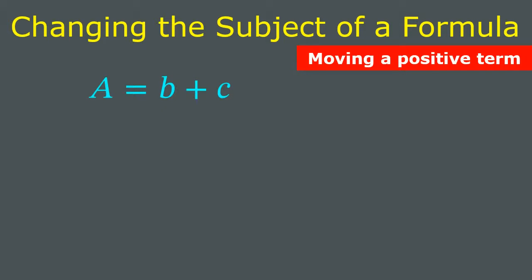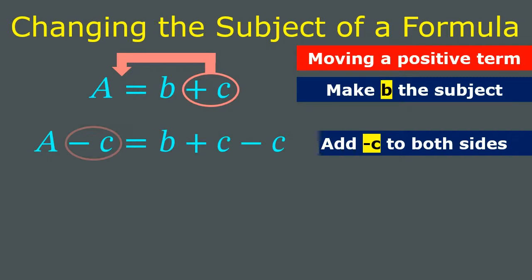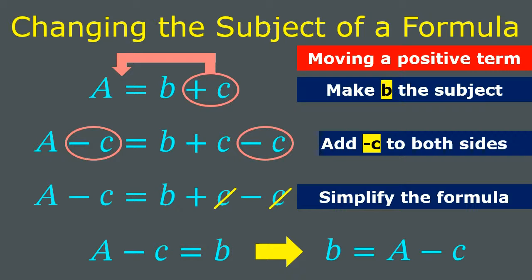In this example, the formula is A is equal to B plus C. To make B the subject, plus C needs to be moved to the other side of the equals sign. To move plus C, its opposite, that is, negative C, must first be added to both sides of the formula to keep it balanced. Simplify the formula by cancelling out negative C and positive C on the right, leaving B by itself as the subject of the formula. The formula can now be rearranged so that it reads, B is equal to A minus C.